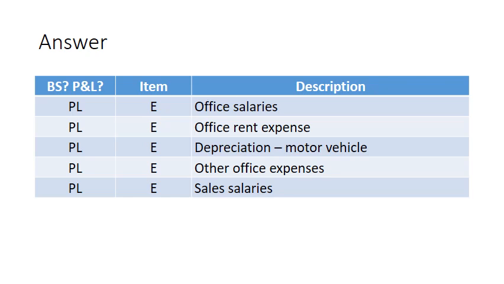Accumulated depreciation is a negative asset, whereas depreciation is an expense. So please take note, this is an expense. You cannot misclassify the items. The moment you misclassify, you get the accounts wrong. So it's an expense for the P&L. You have other office expenses, which are expenses for the P&L. Sales salary is the same thing, an expense for the P&L.